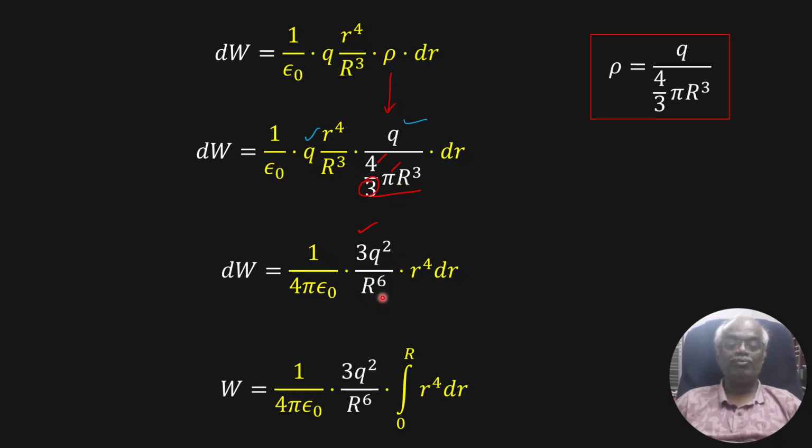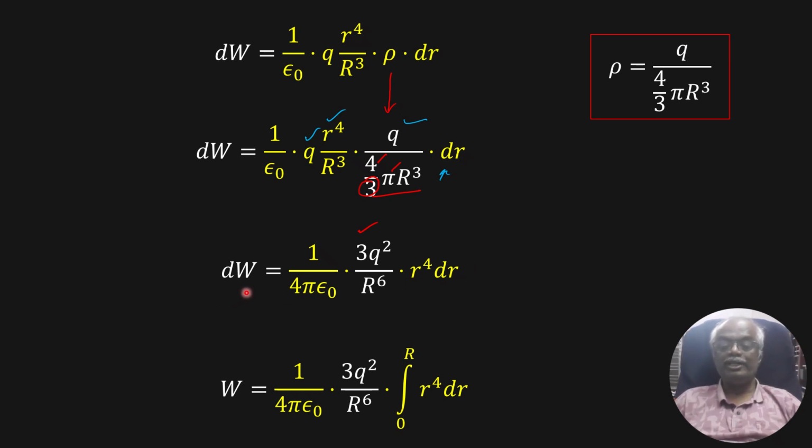3Q squared over R power 6, and you bring this r power 4 because we are going to integrate in order to get total work done. So r power 4 dr, sorry, not r cube, r power 4 dr. So we got now 1 over 4 pi epsilon naught, 3 q squared over R power 6, and small r power 4 dr.